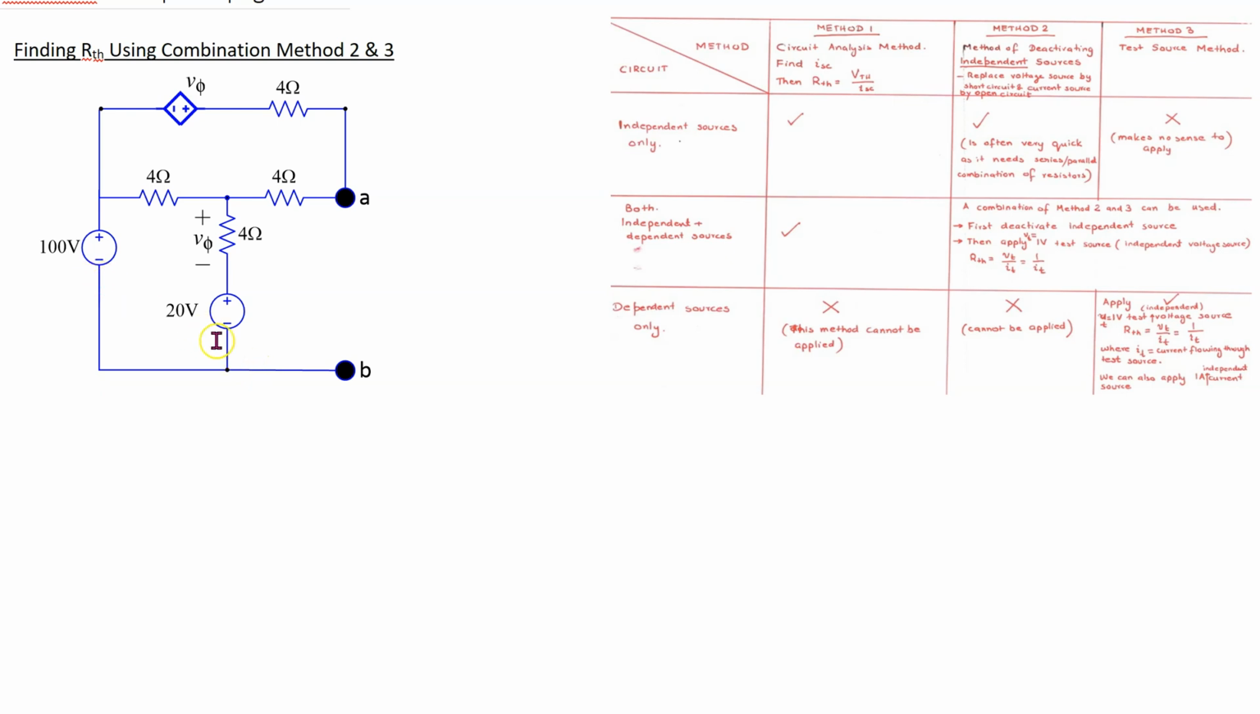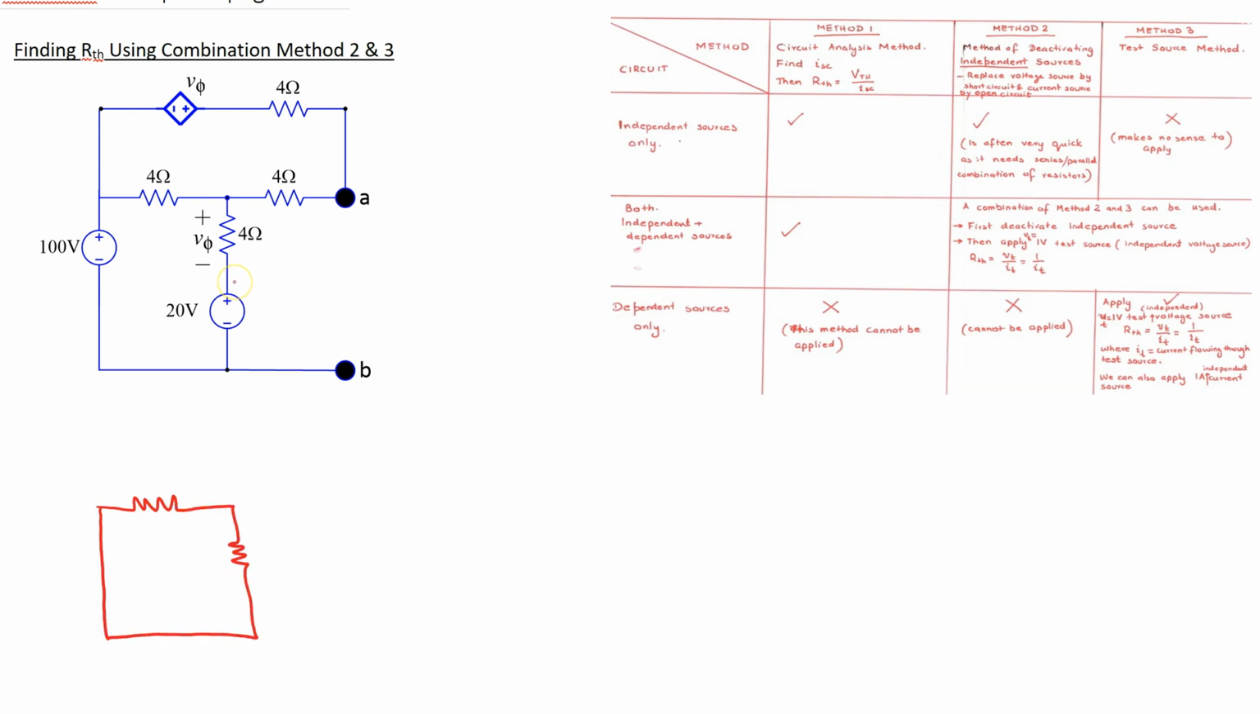There are two independent sources in this circuit, and in order to deactivate an independent voltage source, we replace the voltage source by a short circuit. However, for the dependent source, we cannot zero it and we have to leave it as is. So redrawing the circuit by zeroing out the independent voltage sources, we get the following circuit.